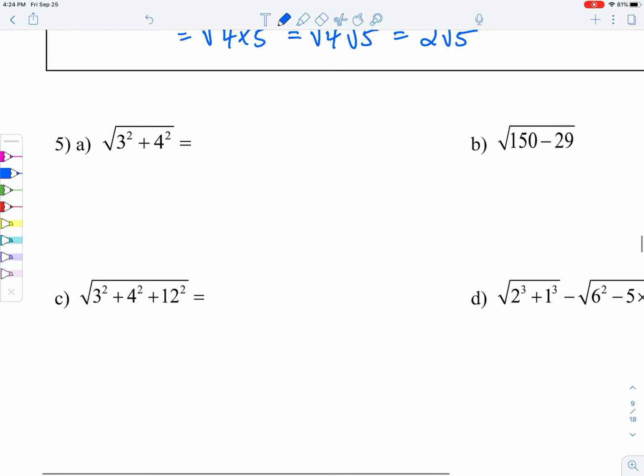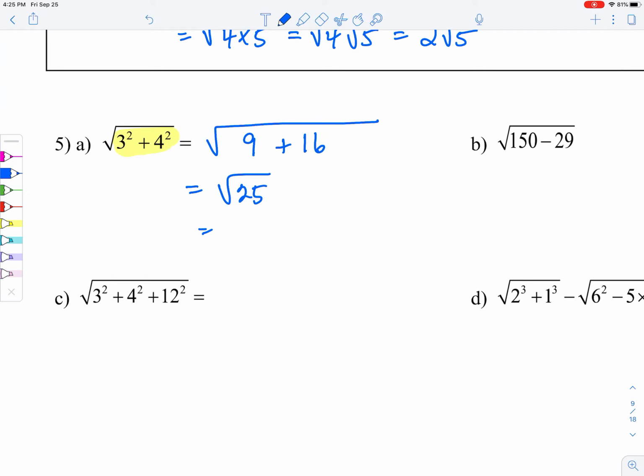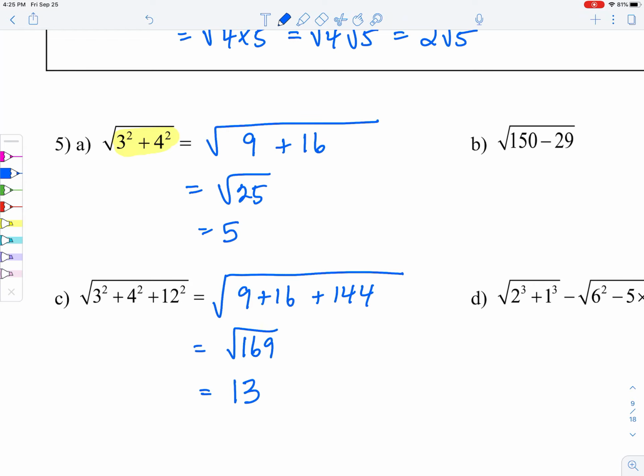So for 5A, the square root of 3 squared plus 4 squared, because of this plus, means we have to figure out the whole guts first. So 3 squared is 9, 4 squared is 16. So now it's got me taking the square root of 25, and hey, 25 is a perfect square, so my answer is just 5. C looks like it's a lot like A. 3 squared, so 9, plus 16, plus 12 squared. 12 squared is 144. And if we add those all together, we get 169, which also has to be a perfect square. The square root of 169 is 13.